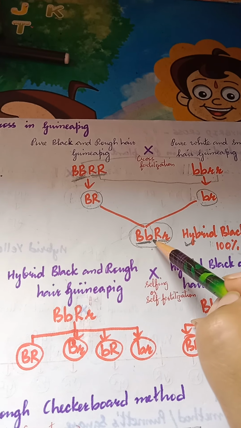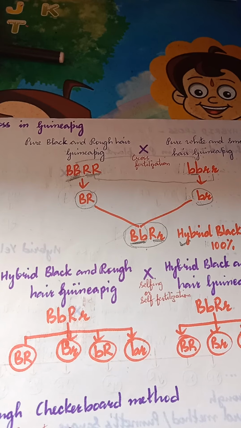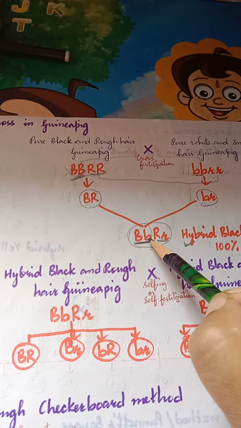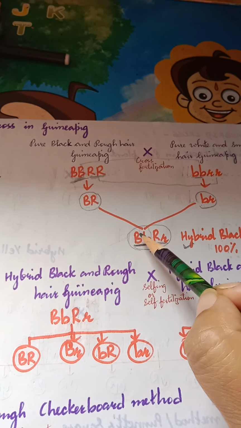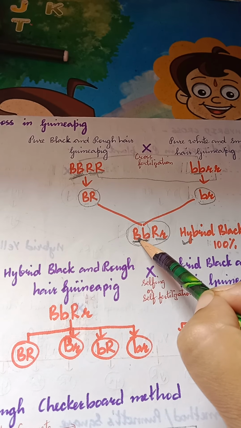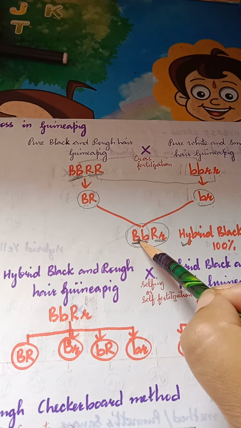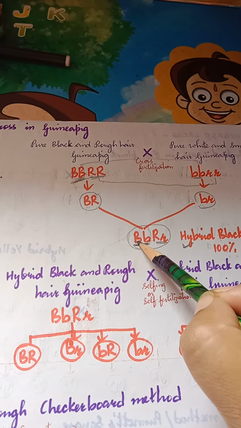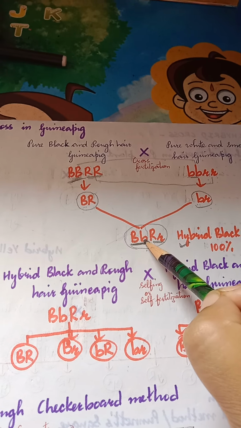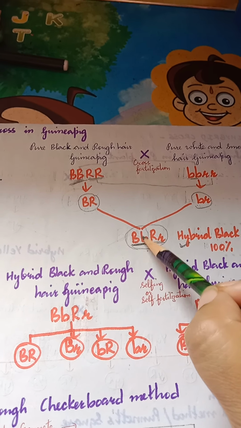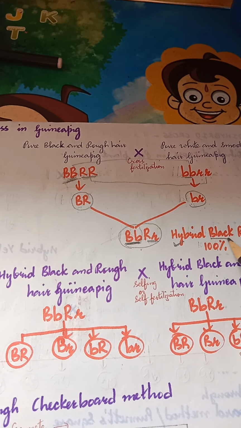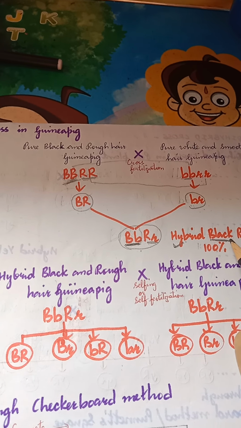Now we will check whether the offspring will have black hair or white hair. The color of the hair is related to this pair. Here one is capital letter B and another is small letter b. We know that capital B, the black hair character, is dominating over the white hair. Even if the white hair gene is there, it cannot express itself because the black hair character is dominating. So the color of the hair of the offspring, this hybrid, will be black.